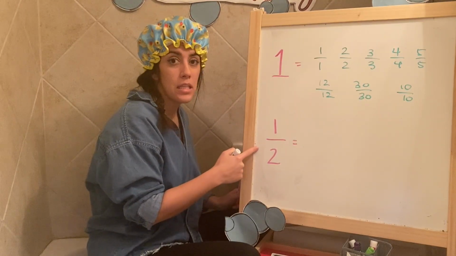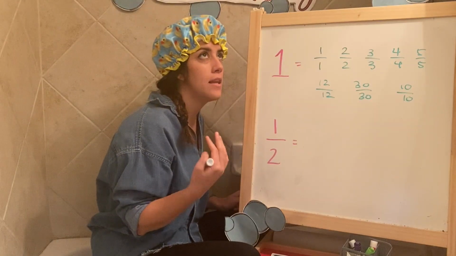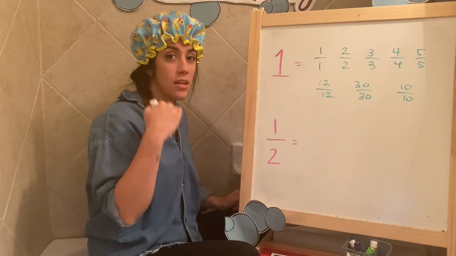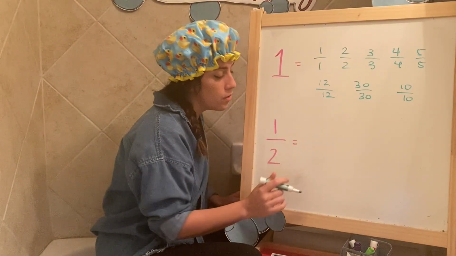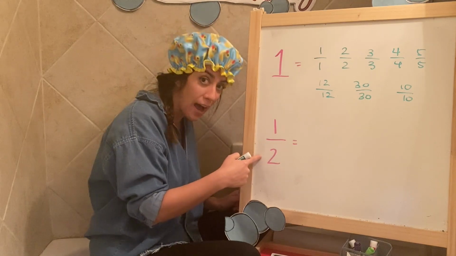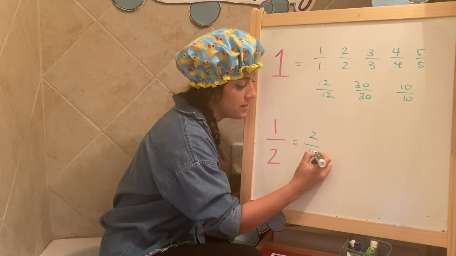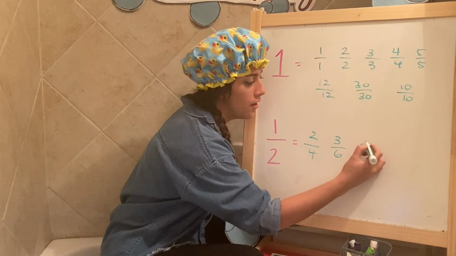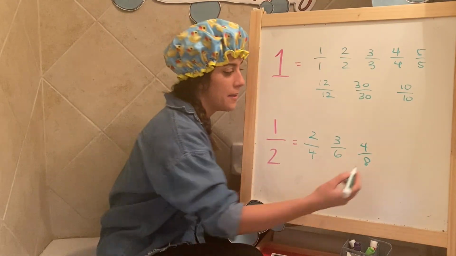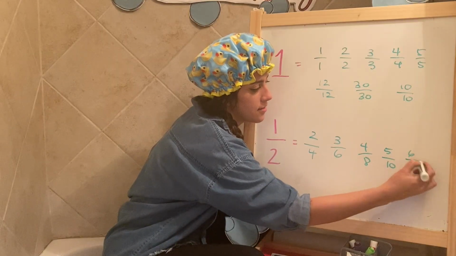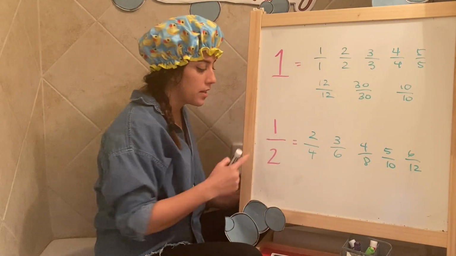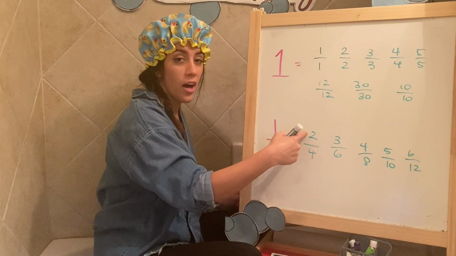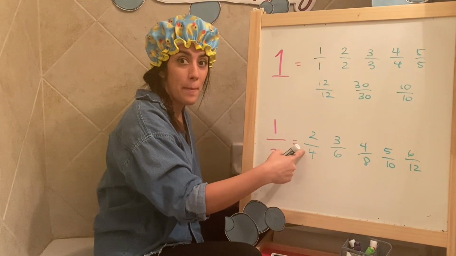When talking about what's equal to half, the number on the top is always going to be half of the number on the bottom. So 1 is half of 2, right? 2 is half of 4. 3 is half of 6. You can keep going. 4 is half of 8. Okay. 5 is half of 10. 6 is half of 12. Keep going. Any of these fractions are equal to 1/2 because the number on the top is half of what's on the bottom.